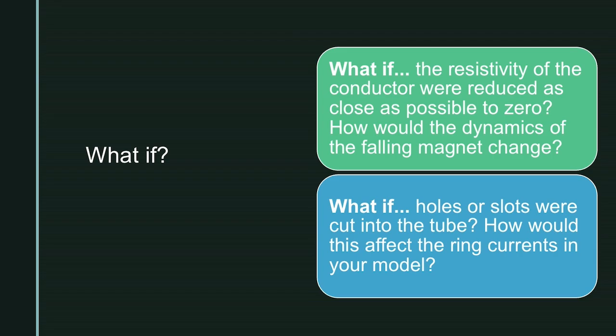Moving on to the second what-if question, what if we cut holes or slots into the tube? How would this affect the ring currents in our model? Cutting holes would impact the induced ring currents that produce the magnetic force in the system. The overall magnetic force would likely decrease as a result of cutting holes or slots into the tube.